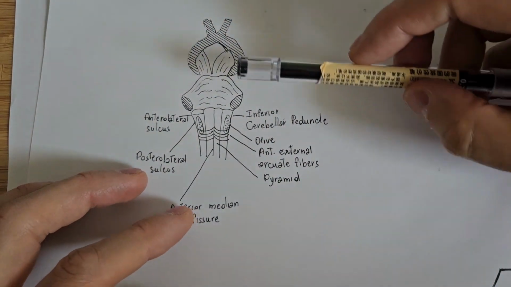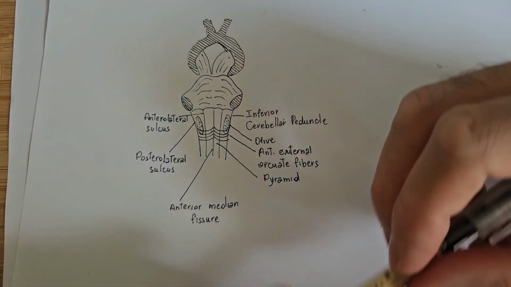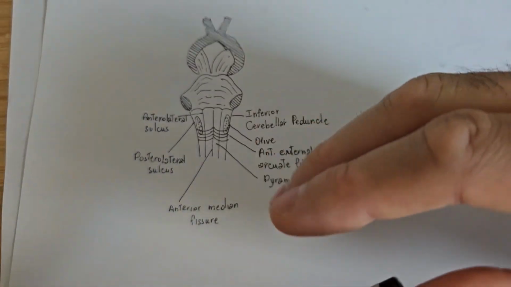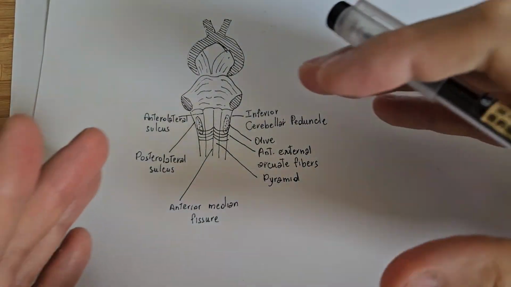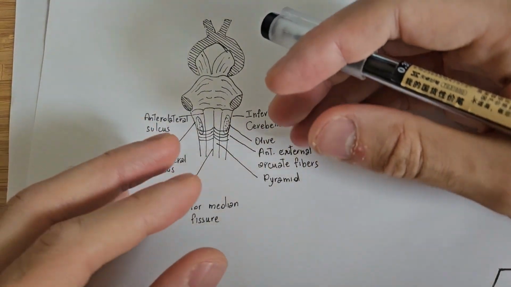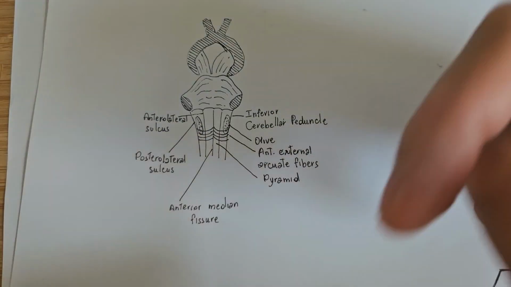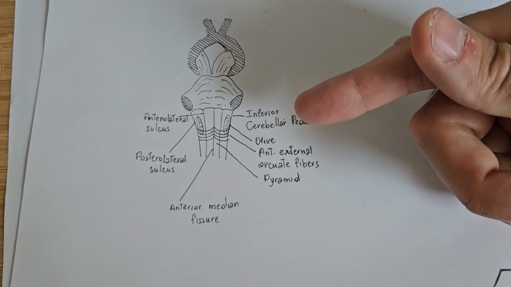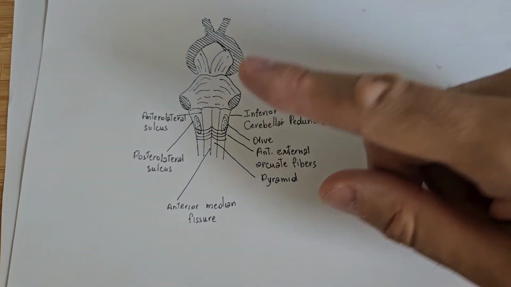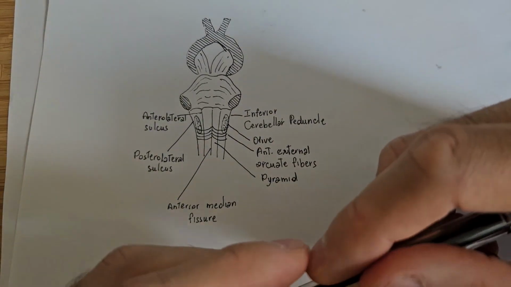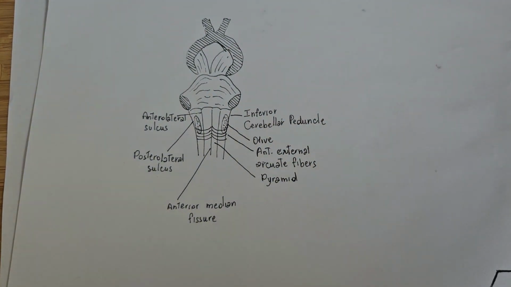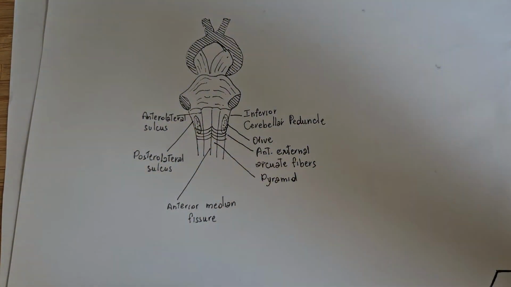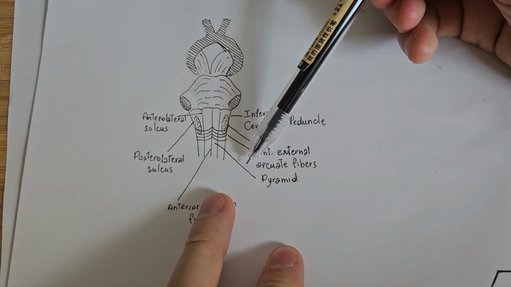Now, its anterolateral surface is particularly interesting because it features important anatomical structures that play crucial roles in motor control and sensory processing, and also reflexes. Now, let's explore each one here, starting with the pyramid. And we have the pyramid here, okay?